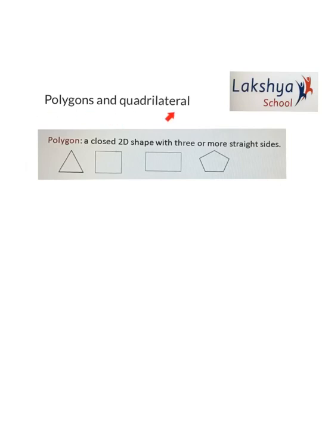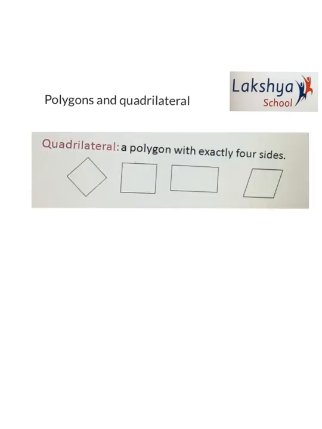Polygons and quadrilaterals. Polygon: a closed 2D shape with 3 or more straight lines. Over here, 2D means two-dimensional, which has length and width. So all the shapes which have 3 or more straight lines are called polygons. Examples are triangle, square, rectangle, pentagon, hexagon, octagon, etc.